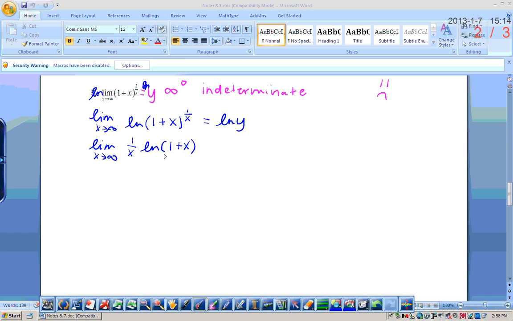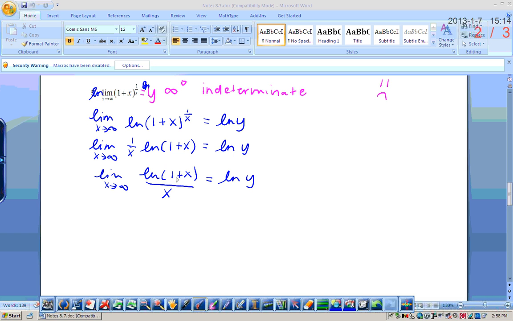And 1 over x times the natural log of 1 plus x is really the same thing as the natural log of 1 plus x divided by x. And the only reason that I'm writing this as a fraction is because I'm trying to get it into that indeterminate form of either 0 over 0 or infinity over infinity. And all the while, I need to keep in mind that this expression on the left-hand side still equals the natural log of y.